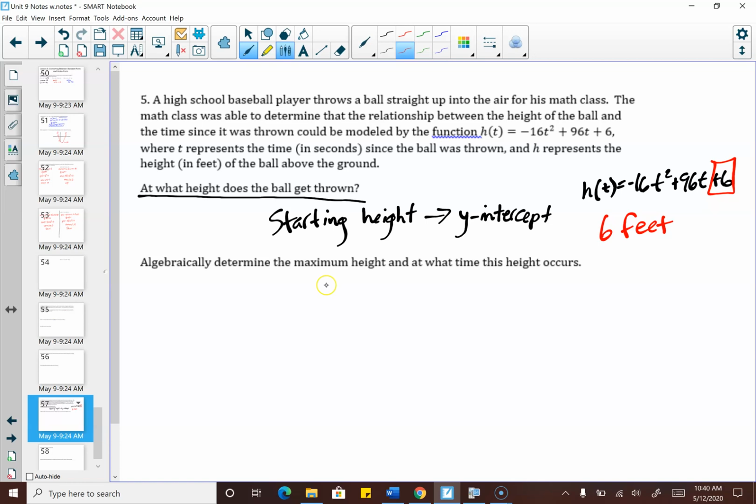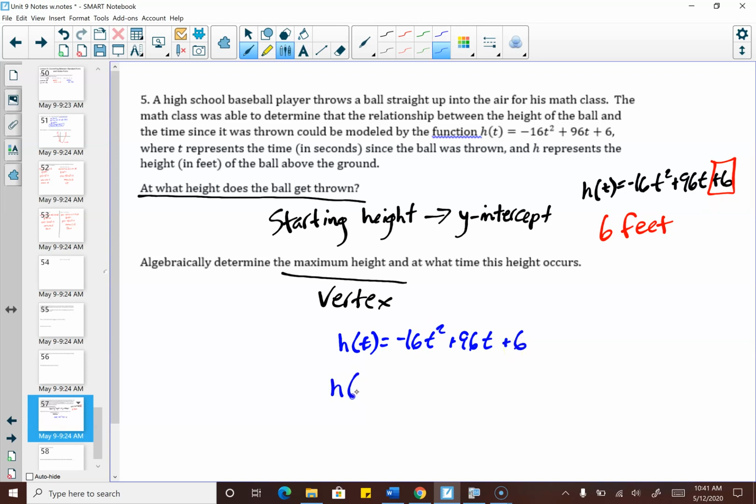Algebraically determine the maximum height, and at what time did this height occur? Whenever they're talking about maximum height, they're talking about our vertex. So what we need to do now is we need to do our completing the square that we just practiced to this problem in order to find out what our vertex is. So h of t equals negative 16t squared plus 96t plus 6.